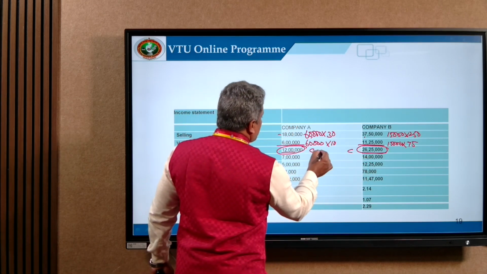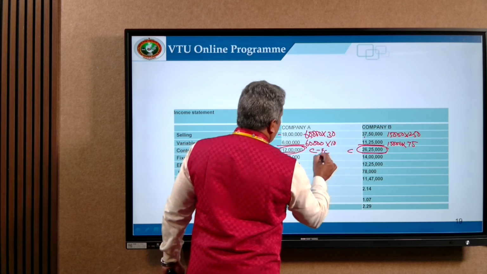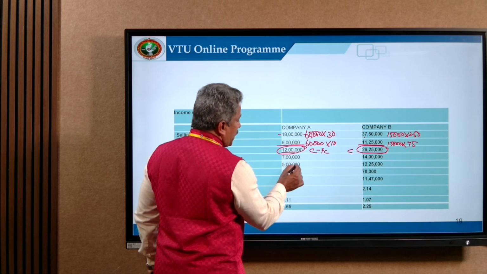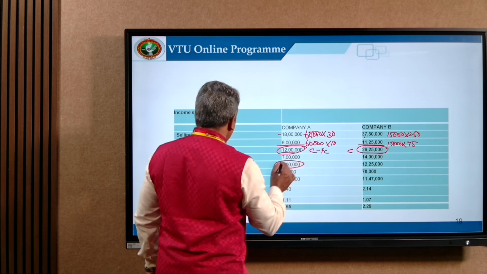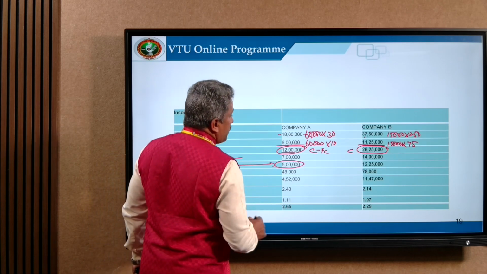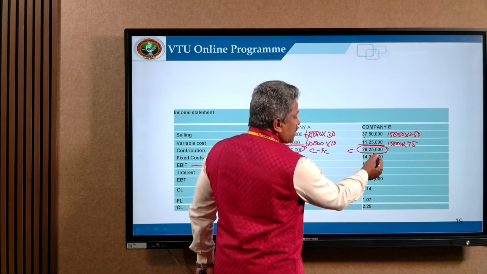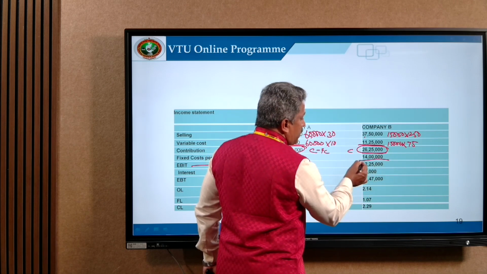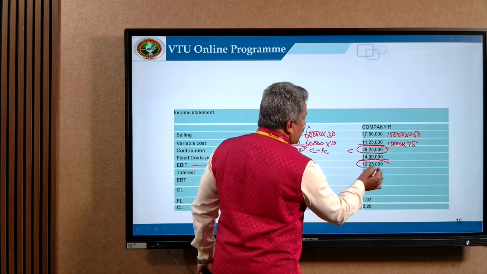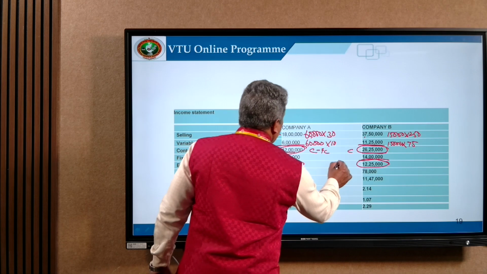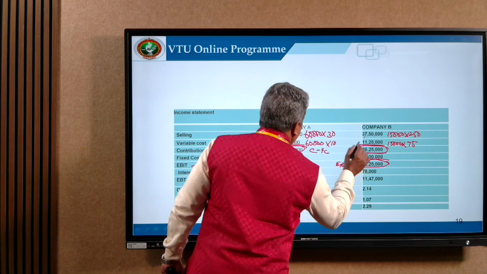So, from contribution fixed cost has to be deducted. From 12 lakhs, when we deduct 7 lakhs rupees fixed cost, we get 5 lakhs rupees as EBIT. In the same way, from 26 lakhs 25,000 contribution, the fixed cost of 14 lakhs of company B is deducted. So, we got 12 lakhs 25,000 as EBIT. So, this is the EBIT of company B.